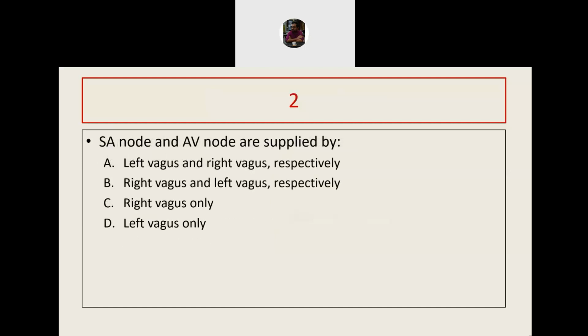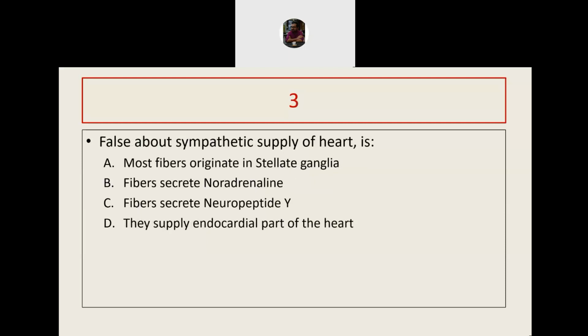Second question. SA node and AV node are supplied by. Very good. The answer is B, right vagus and left vagus respectively. Third question. False about sympathetic supply of heart is. Very good. The answer is D, that they supply endocardial part of the heart. This is wrong. They only supply up to the epicardial part of the heart.